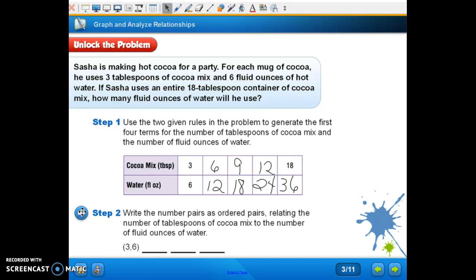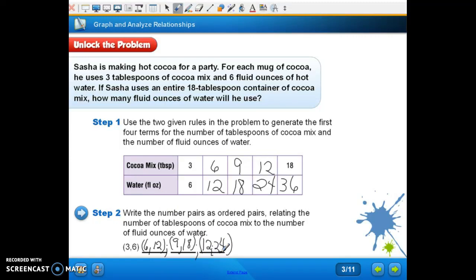Write the number pairs in ordered pairs relating the number of tablespoons of cocoa mix to the number of fluid ounces. They said cocoa mix first, so we're going to write cocoa mix first. They did 3 and 6, then 6, 12, 9, 18, and 12, 24. Let me redo that one, that was confusing. Oh, 12, 24. Yes, that's why we did it.